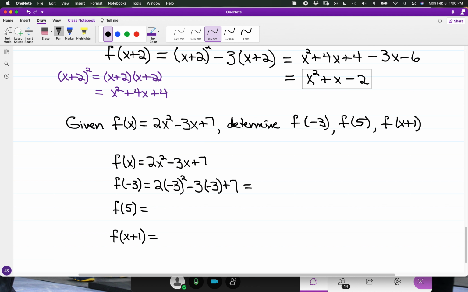Okay, so for the square of negative 3, the square of a negative is going to be a positive. So this will be 2 times 9. And then we have negative 3 times negative 3. So this will be a positive 9. And we have followed by the addition of 7. And in the follow through case, we have 2 times 9, which is going to be 18. And then we have 18 plus 9, which is going to be 27. And then we have 27 plus 7, which is going to be 34. So whenever x is negative 3, y is 34. So negative 3 and 34 would be a point on the graph of this particular function.